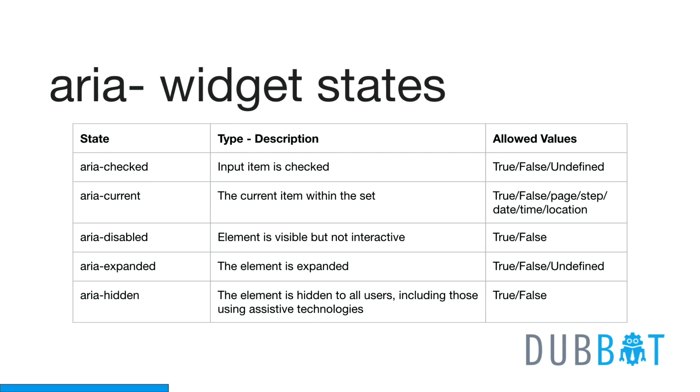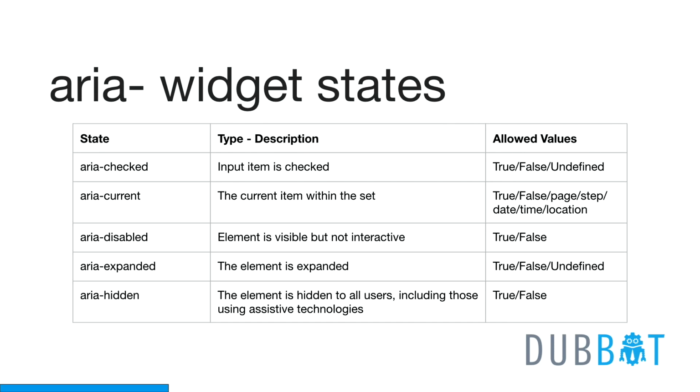ARIA disabled, this is great with making an element as visible but not interactive. So you could even disable that link to make it so that people aren't trying to click on it. ARIA expanded, this is really useful for if you're doing those accordions. You could add this line to the code that expands the accordion panel or the tab panel, and you could say, ARIA expanded.